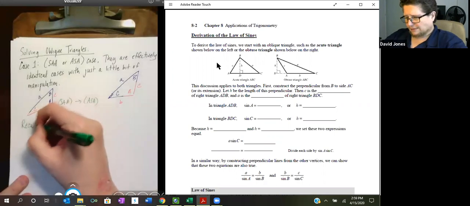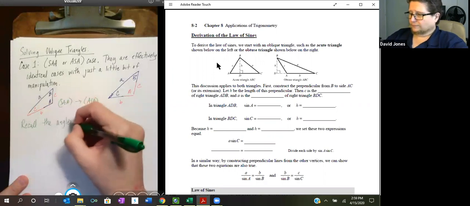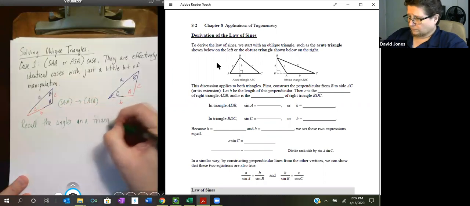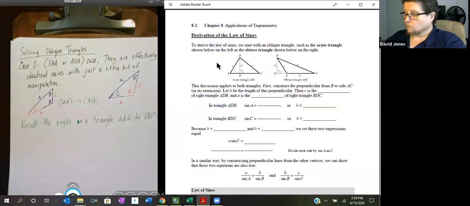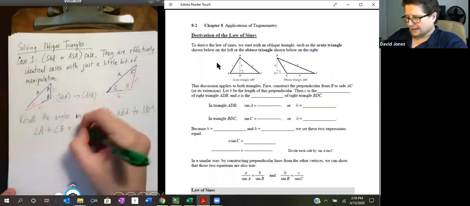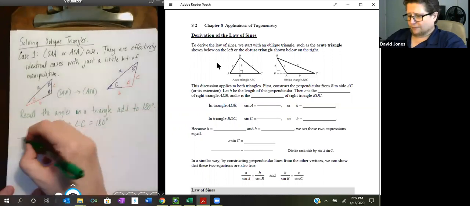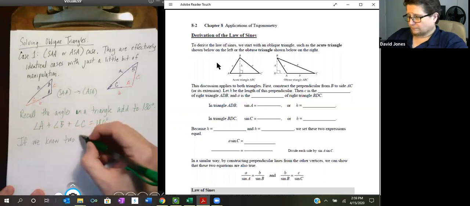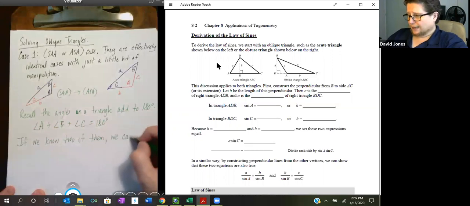Recall that the angles in a triangle add to 180. Which means angle A plus angle B plus angle C equals 180 degrees. If we know two of them, we can solve for the third by evaluating the equation.